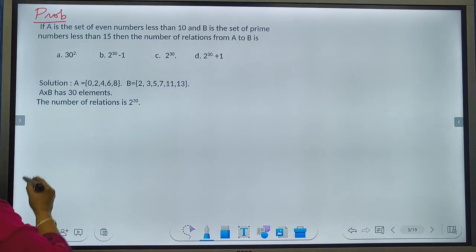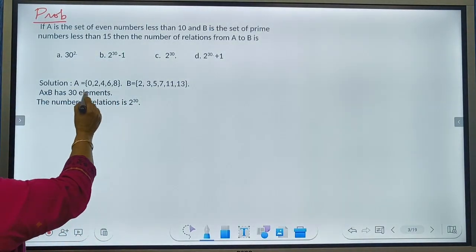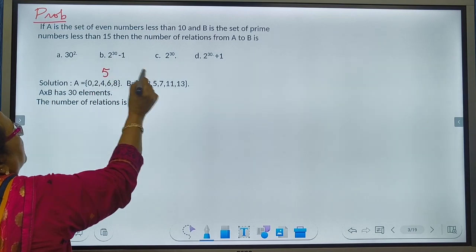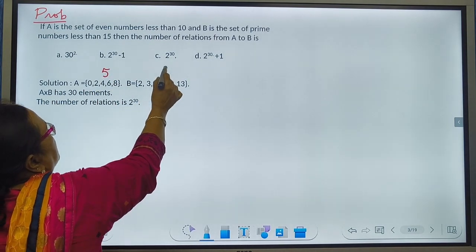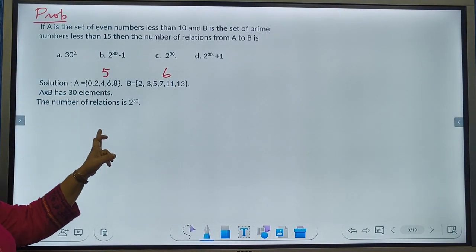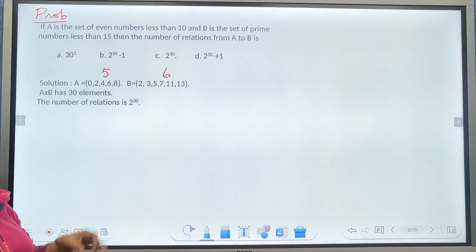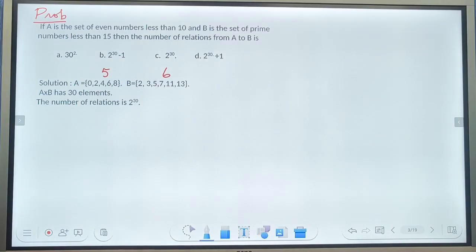So how many elements does the Cartesian product A cross B have? A has 5 and B has 6. So A cross B has 30 elements. So how many relations are possible? The number of relations will be 2 power n of A cross B, which is 2 power 30.